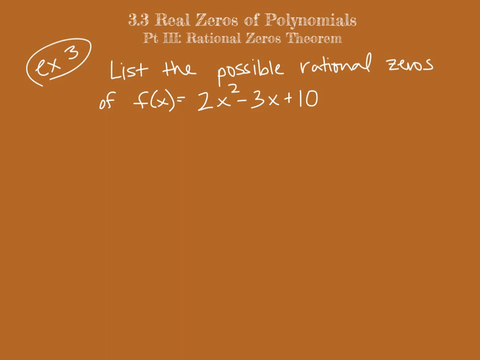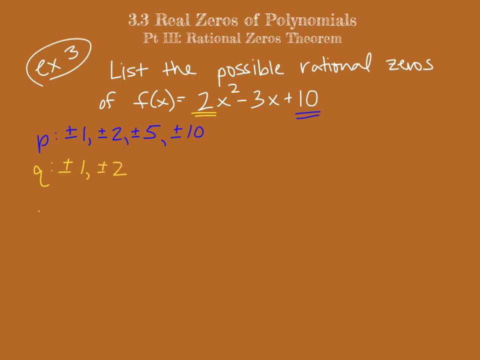In this final example, we want to do the same thing. Find the possible rational zeros. So we want to first list p. P is all the factors of our constant. In this case, the constant's 10. And the factors of 10 are 1, 2, 5, and 10, all with plus or minus in front. Then q is all the factors of the lead coefficient. In this case, that number is 2. And the factors of 2 are plus or minus 1 and plus or minus 2.